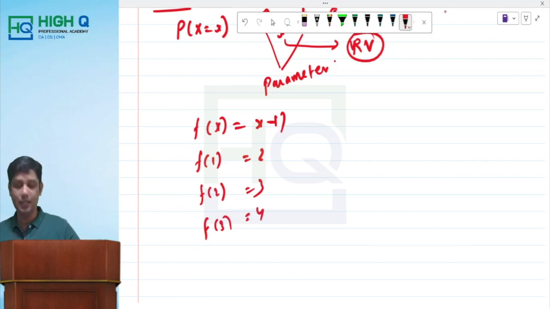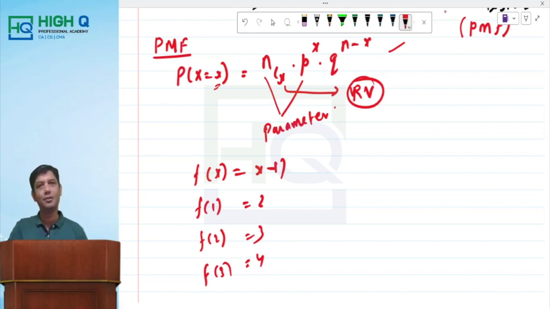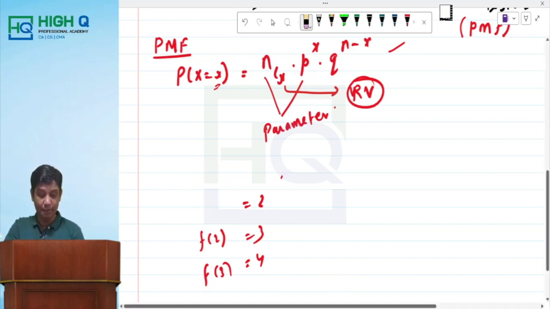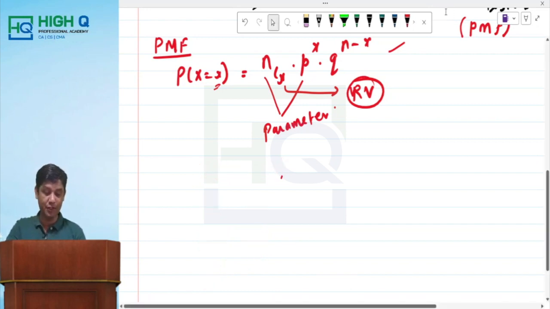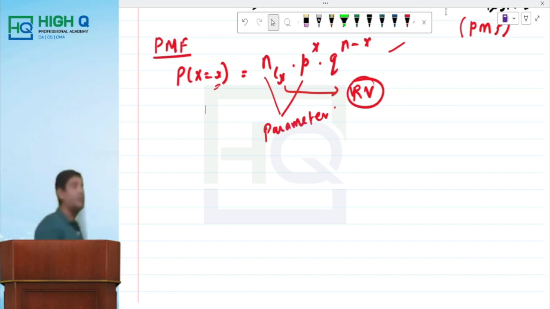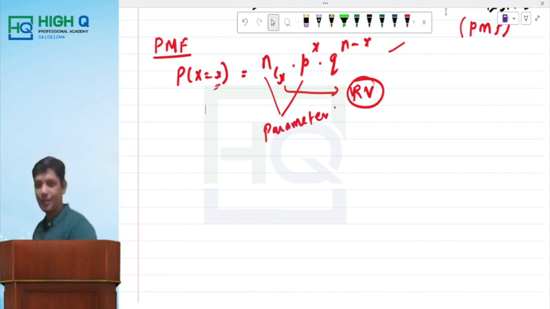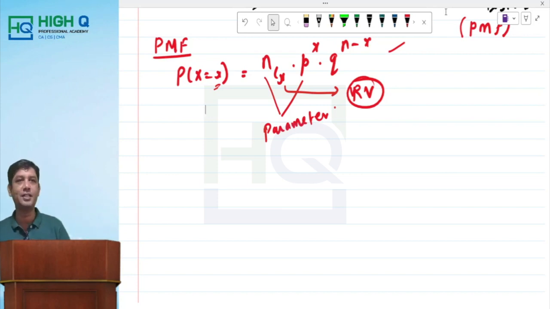Do you all agree, my dear? Same way, if I keep on substituting the values of x, I will get different values of p of x, say yes or no. So I call it a function again. It's a probability function. One is a general function; this is a probability function. But since it's a discrete distribution, we call it a probability mass function. PMF. Okay, PMF. So summation P of x is equal to what?